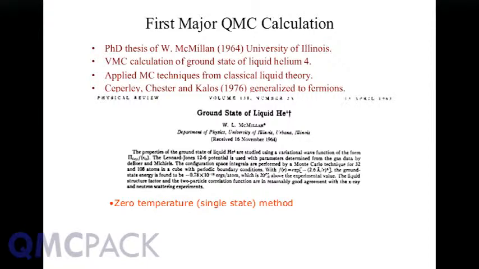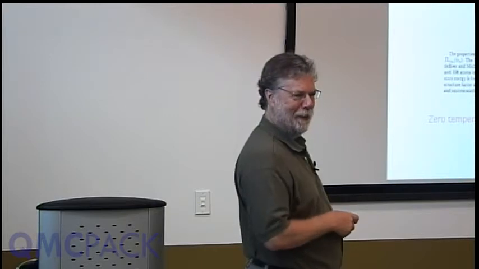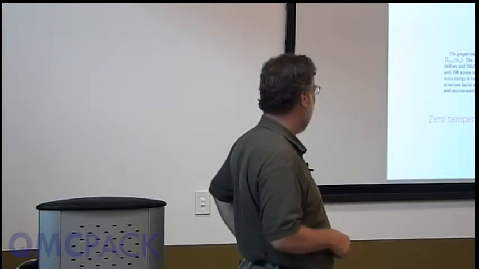Now, here's a slight historical slide. The first major quantum Monte Carlo calculation was the PhD thesis of Bill McMillan, who was a graduate student of John Bardeen's at University of Illinois. Those of you who are graduate students here? Okay, see, you can do a PhD thesis that gets mentioned in a historical context. Of course, you have to have John Bardeen as your thesis advisor, but you notice that Bardeen didn't put his name on the paper. Good for him.